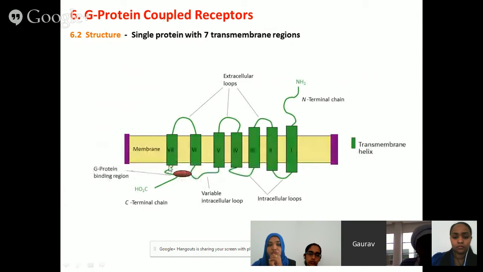Why are they showing it intracellularly? As in our last figure, we saw that whenever the messengers bind on the extracellular part of the receptor, they will activate or open an intracellular region where the G protein subunits bind. That's why they show the G protein binding region here inside the cell.